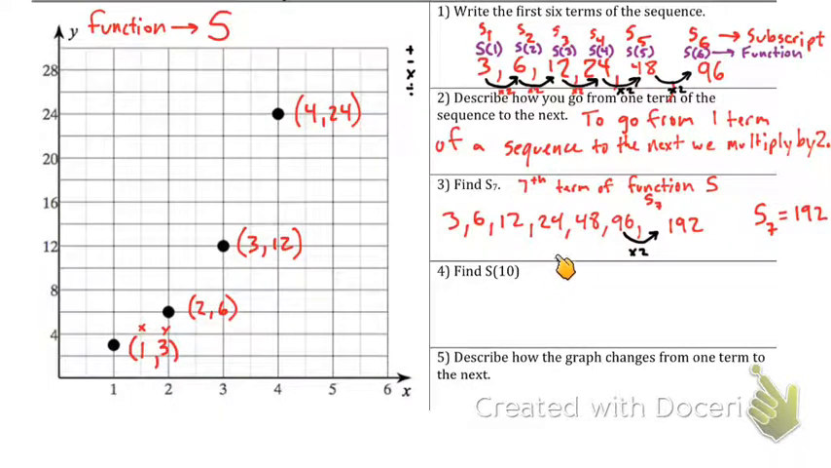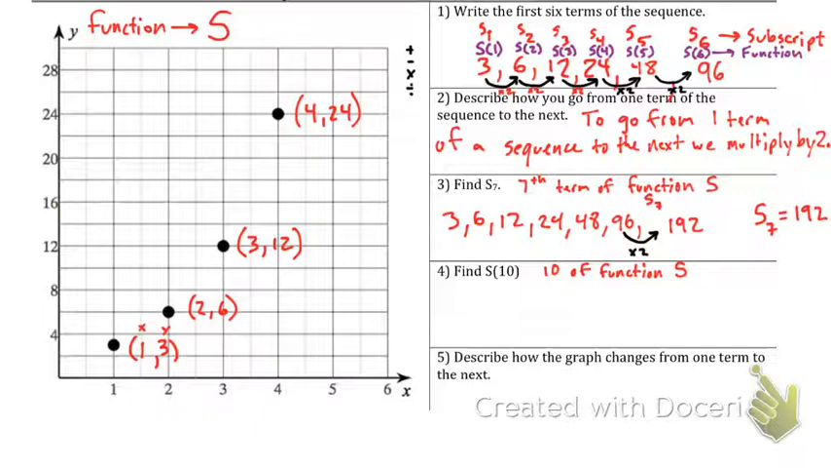Now it says find S of 10. Okay, that's how you would say that. This is the 7th term of function S. We want S of 10, or the 10th term of function S. So I'm going to write what that says. Okay, but it just means the same thing. We really just want the 10th term.